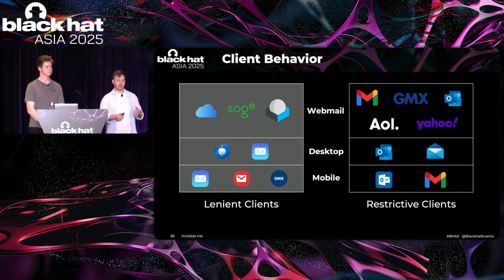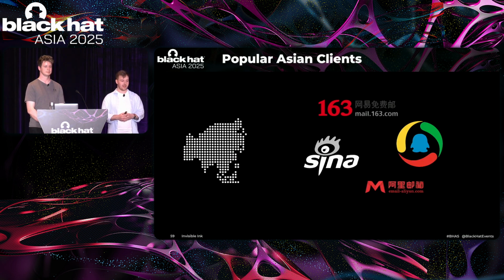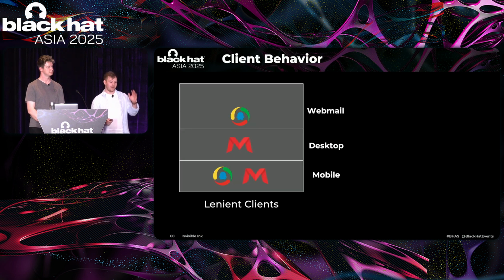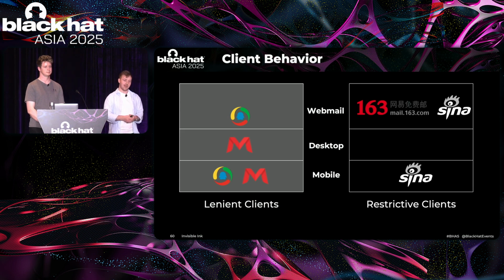What is, for example, almost always available is the @media query. And specifically for Black Hat Asia, we also took a look at some Asian clients. So here we have 163 Mail, Sina Mail, Ali Mail, and QQ Mail, and the story is basically the same. We have lenient clients, which are QQ Mail and Ali Mail, which also allow container queries, for example, and the other two clients are a bit more restrictive.